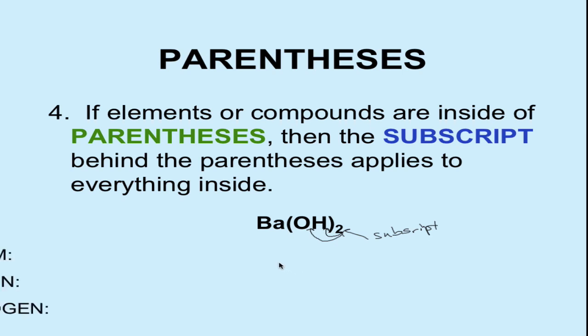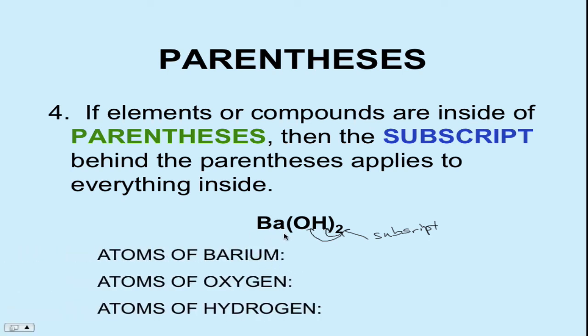So if we try to figure out the number of barium atoms, we look at whether there are any coefficients out front. No, so we don't have to worry about that. It doesn't have a subscript, but we can put one in there. So barium has a subscript of 1, so there should be 1 barium atom. For oxygen, the subscript used to be 1, but now we have our subscript outside of the parentheses, which means it's applied to everything on the inside. So we should have 2 atoms of oxygen, and also 2 atoms of hydrogen. That subscript applies to everything on the inside.